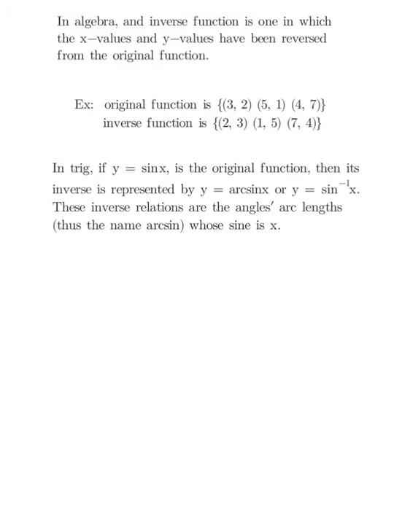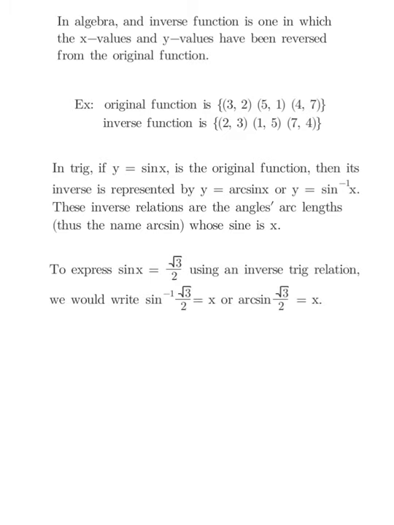In Trig, if y equals sine of x is the original function, then its inverse is represented by y equals arcsine of x, or y equals sine with the -1 exponent of x. These mean the same things. We actually say the sine with the -1 exponent as inverse sine. These inverse relations are the angles' arc lengths. That's why we get the name arcsine, whose sine equals x.